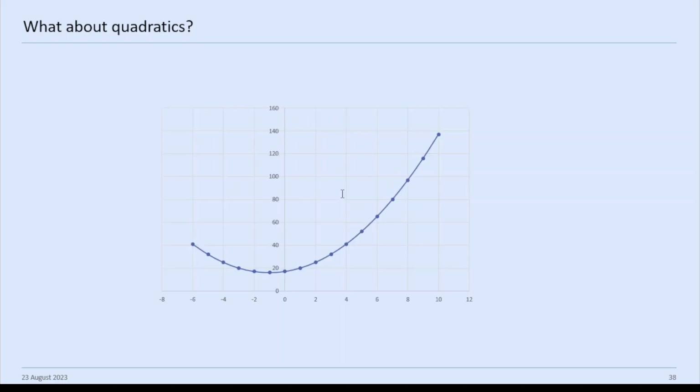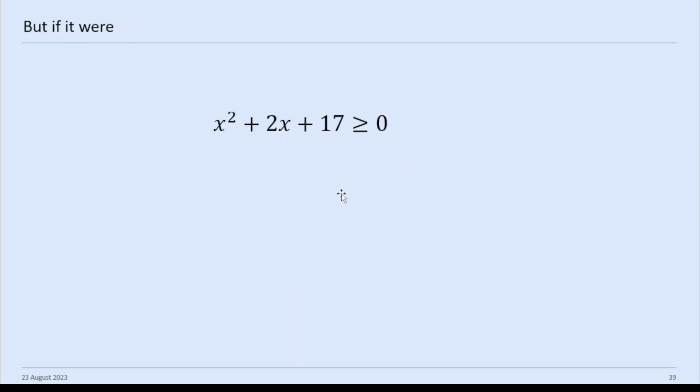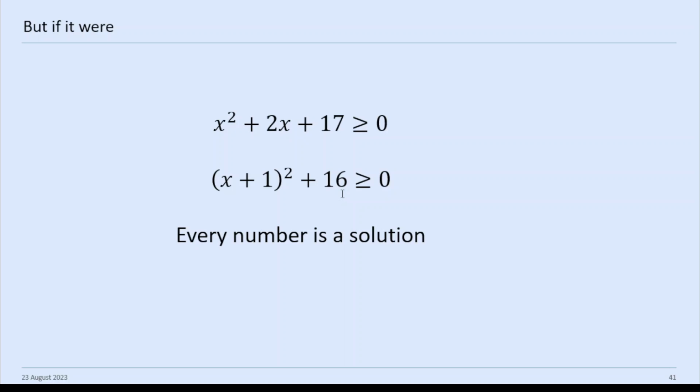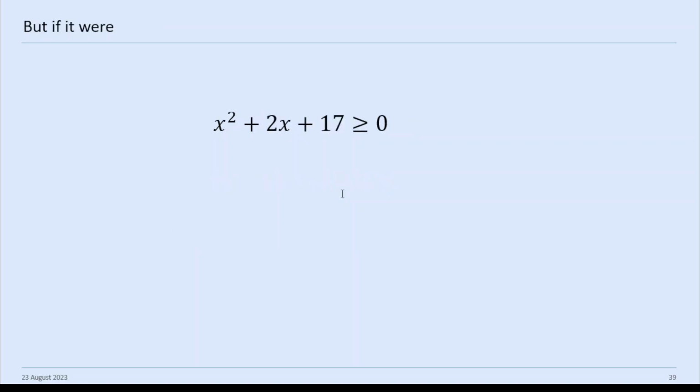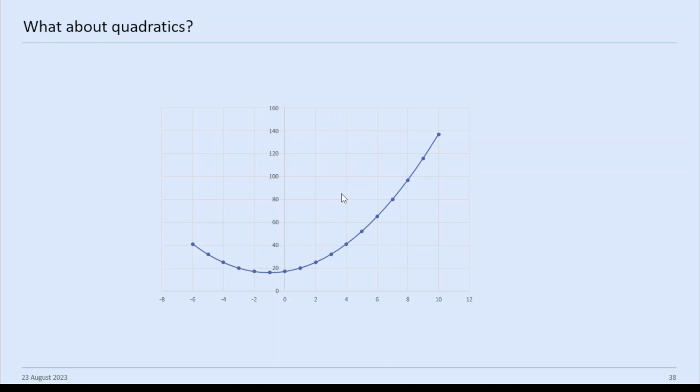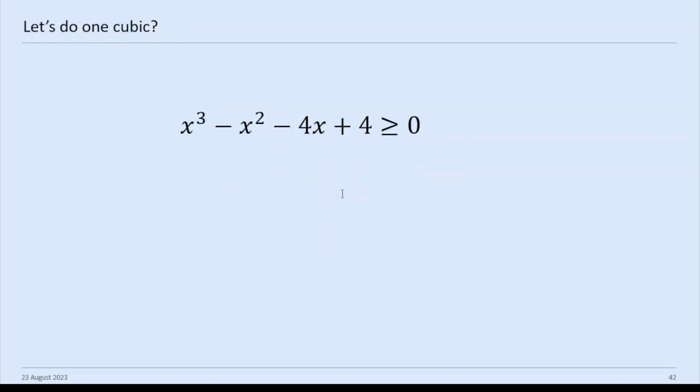And this is what the curve looks like. It's always greater than 0. It's never less than or equal to. But if it were this, x squared plus 2x plus 17 is greater than or equal to 0, then it would be that. And it's always greater than or equal to 0, so every number is a solution. For every x value that's above the axis.